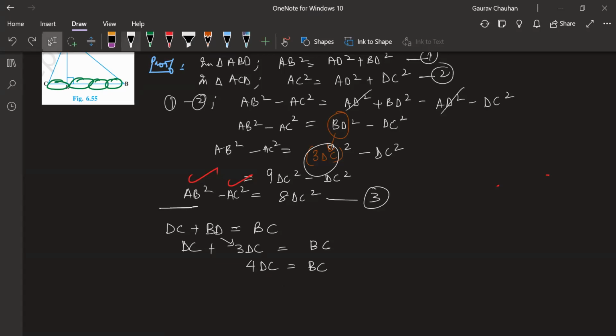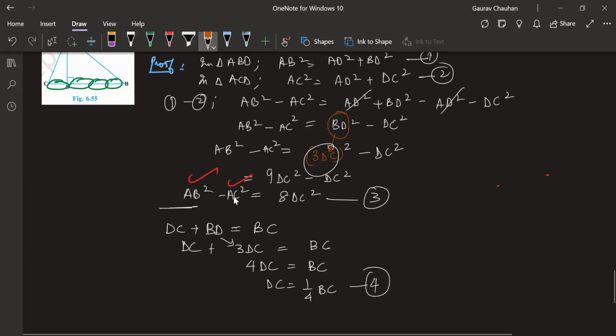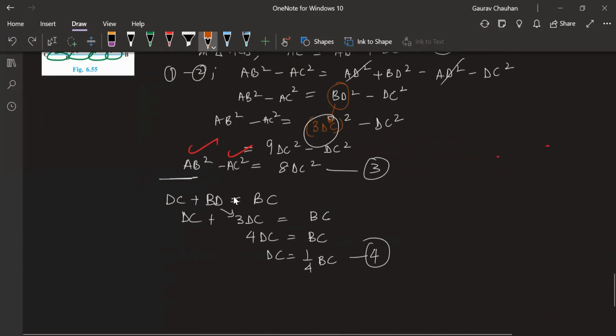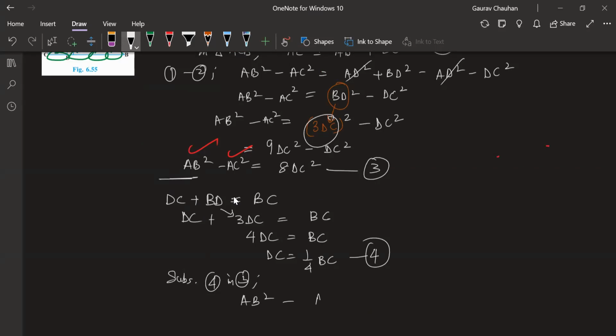DC is equal to 1 by 4 BC, and I can just substitute this in this equation. And my equation 3 will start containing only the things which are in 2 proof. I'm going to substitute 4 in 3. What happens? Left side remains as it is. AB square minus AC square is equal to 8 into DC square. In place of DC square, I'm going to write 1 by 4 BC the whole square.